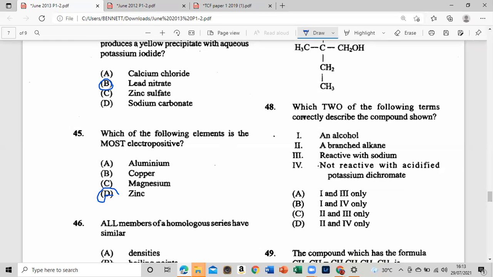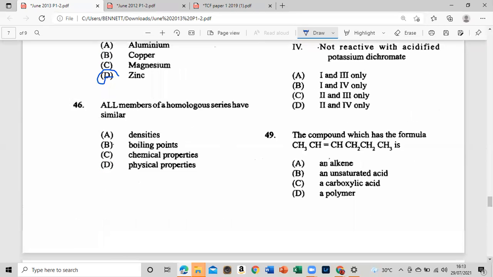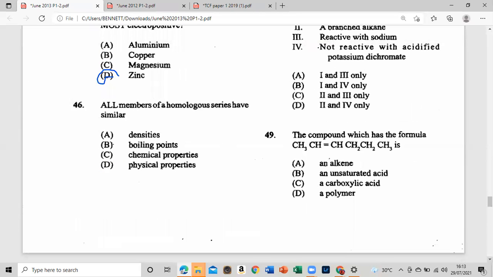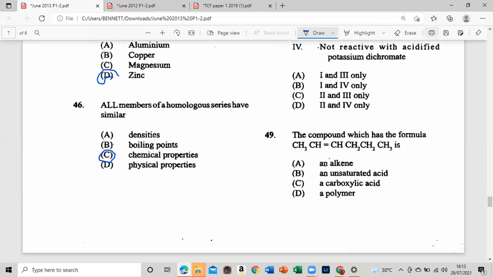46. All members of a homologous series have similar density, or is it boiling point, or is it chemical properties, or is it physical properties? 46 is C. They have the same chemical properties. Let's move on to 47.